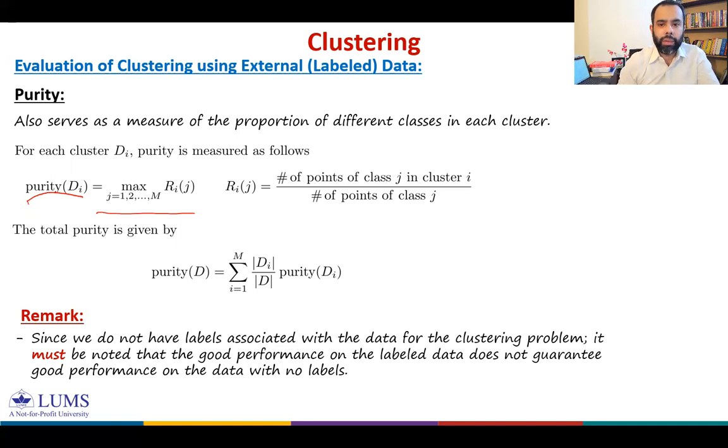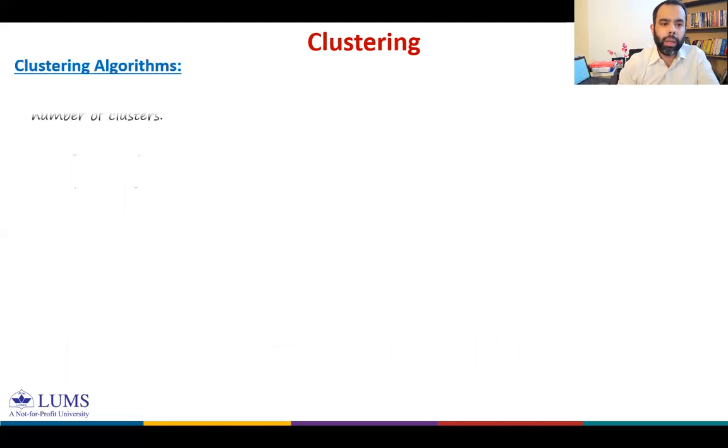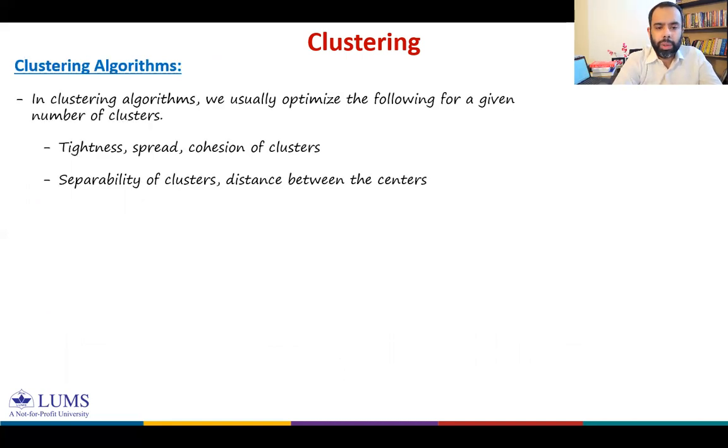Okay, third aspect of the clustering algorithms. In clustering algorithms, we usually optimize the following for a given number of clusters. We either optimize tightness of the cluster, compactness of the cluster, cohesion of clusters. So these are the metrics for each cluster. Or when we talk about intercluster, we maximize separability of clusters, we maximize distance between the clusters. So these are the metrics which we can optimize while finding the clusters of the data.